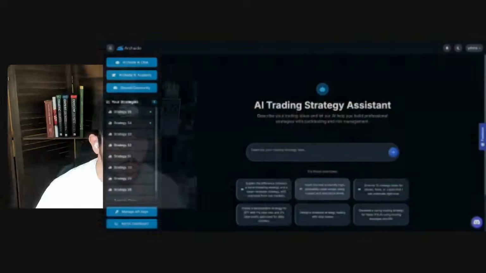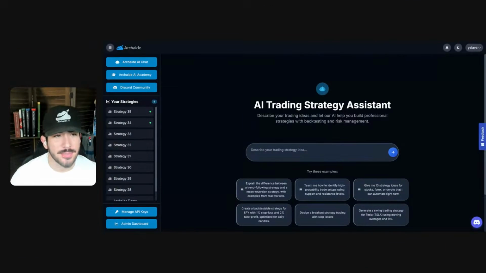Today, we're going to be using AI to test and launch a trading bot. All in one platform. It looks like this. It's called Arcade and it's super cool. So, we're going to go ahead. Let's just say we don't have a trading strategy right now.